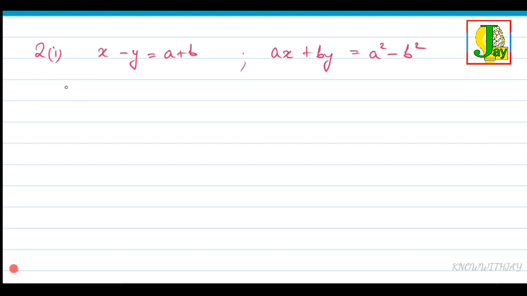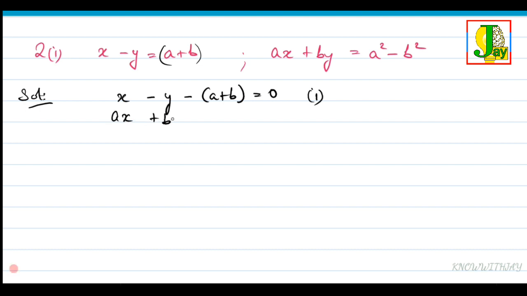Just one more example for the cross multiplication method. Let's write the equations first in the required format. x minus y, this whole thing we will take to the left hand side. Sorry, that's minus a plus b equals to 0. Okay, this is the first equation, and the second one is ax plus by, and then bringing the whole term to the left side, we have minus a square minus b square equals to 0.